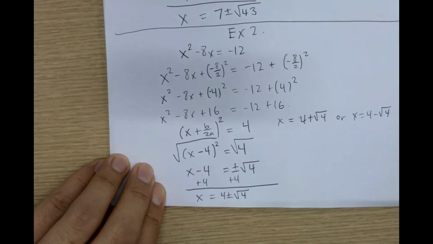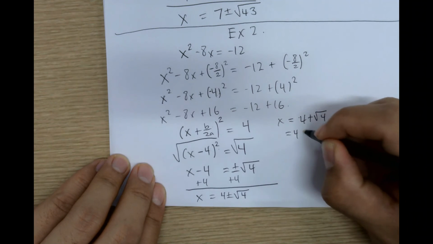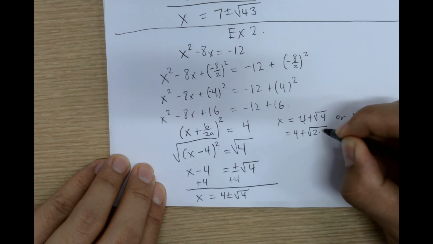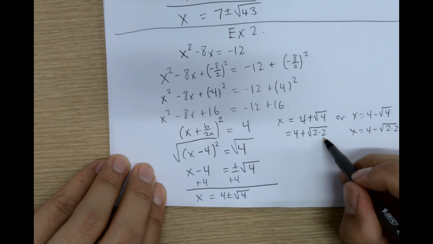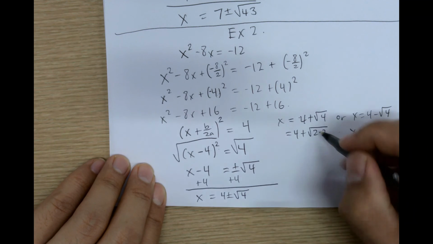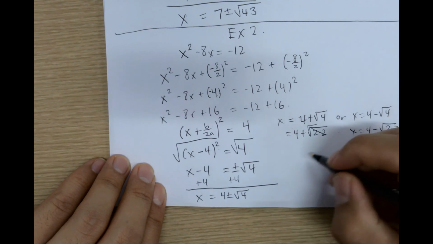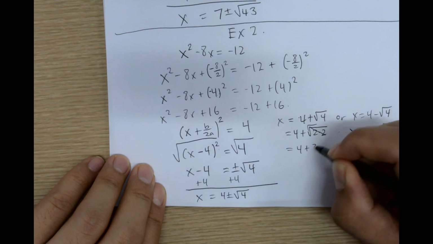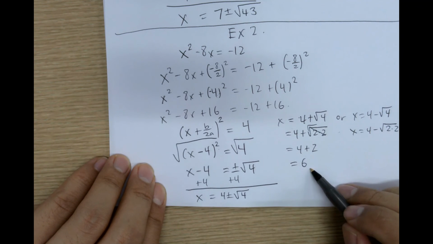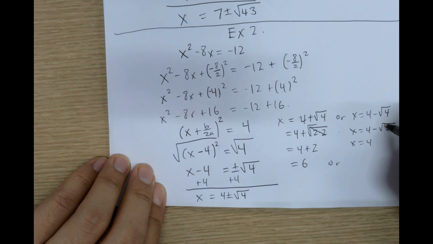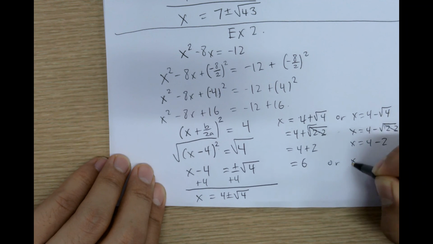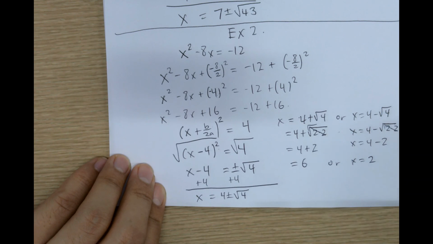Now I can simplify. The square root of 4 is just 2 times 2. Again, you don't need this extra step, but I'm just going to show you what's happening here. If you have two numbers both under the square root, then you can go ahead and cancel both of them and take 1 out. So this equals 4 plus 2, which equals 6. Or x equals 4 minus 2, so x equals 2.